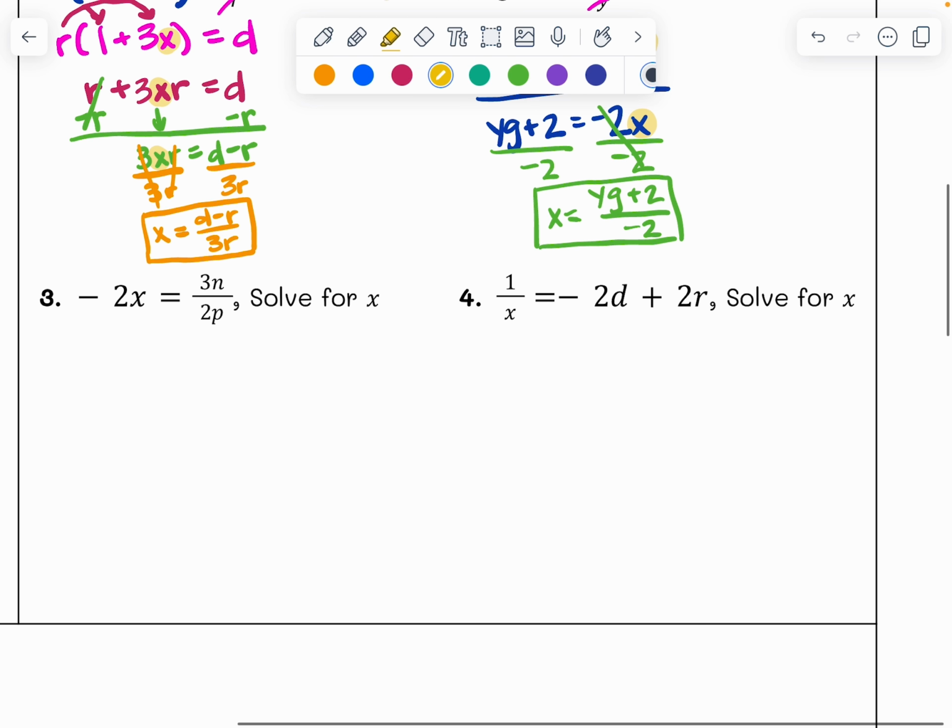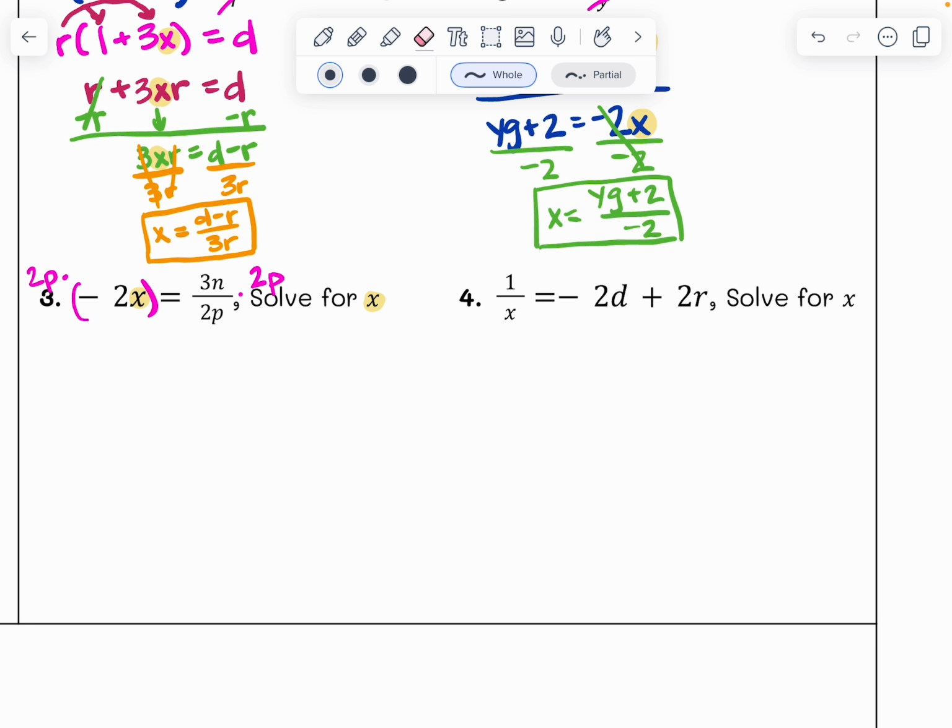Number 3, highlight x. That's what we're going for here. Okay, we need to get that variable out of the denominator on the right side. We can't have 2p there. So I'm going to multiply by 2p, the entire denominator. And then we need to multiply this side by 2p. We actually don't really need parentheses around that. So now it's canceled out on this side. Now we have 2 times negative 2, which is negative 4px equals 3n.